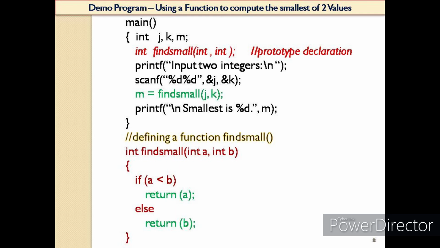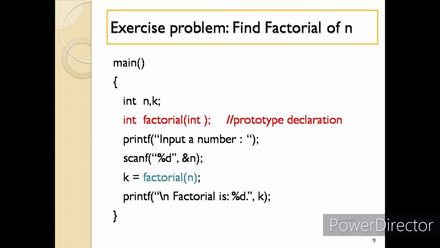Now let us consider one more example. This is for finding the factorial of a number. The logic is the same. We accept an input value. That input value is handed over to a function for finding the factorial of that number, and when the value is returned by the function, that answer will be printed by the main program.